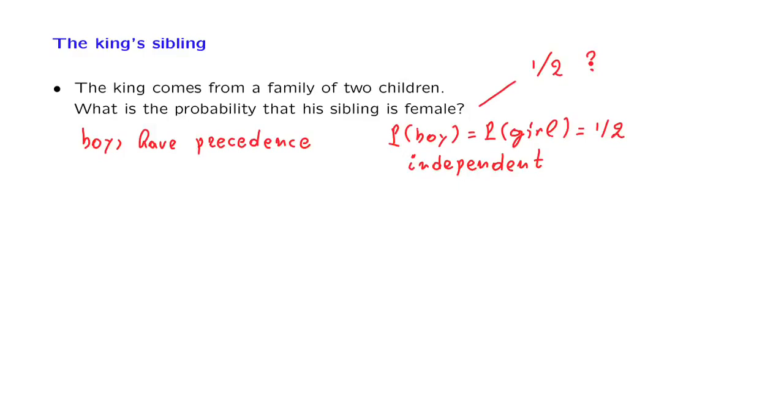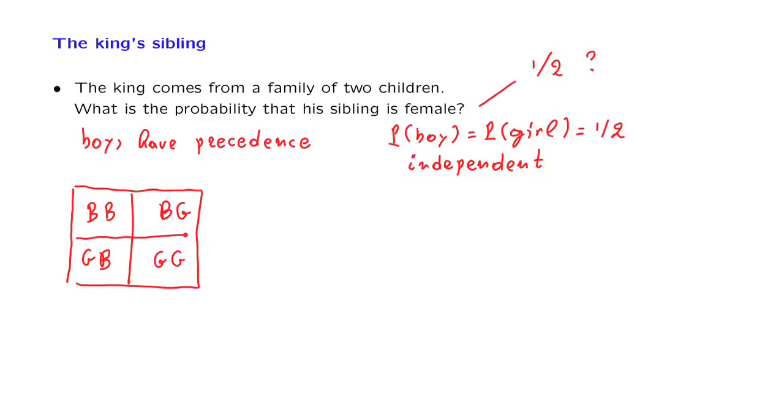Is this a correct answer? Well, let's see. We have to make a more precise model, so let's go ahead with it. We have two children, so there are 4 possible outcomes: boy-boy, boy-girl, girl-boy, and girl-girl. Each one of these outcomes has probability 1/4 according to our assumptions. For example, the probability of a boy followed by a boy is 1/2 times 1/2, where we're also using independence. So each one of these 4 outcomes has the same probability, 1/4.